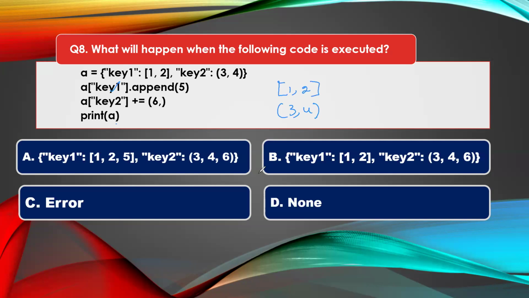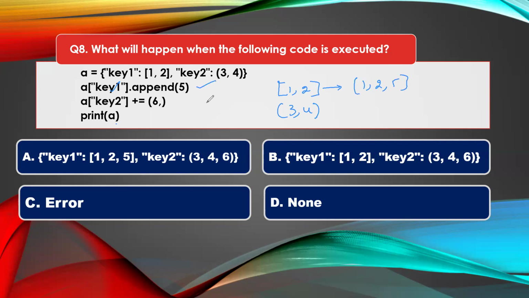Okay, let's reveal the answer. Answer is not A nor B. Answer is error. I specially gave a hint over here. Into this, you can add a value, that is 125. No problem. You have done this.